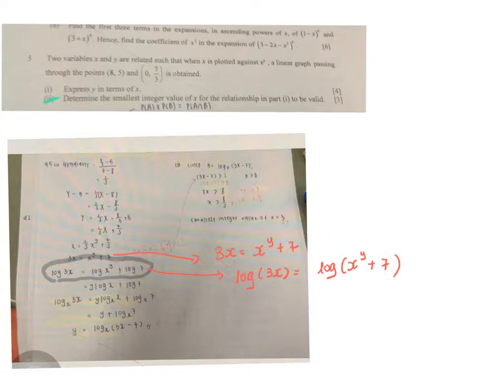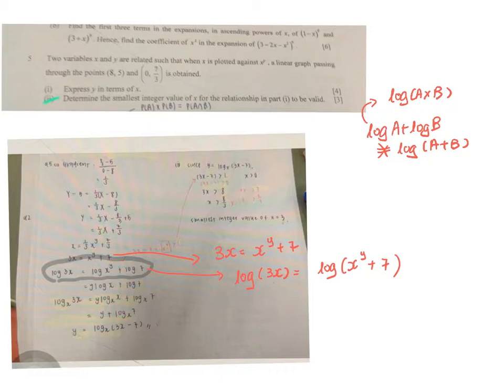You will know that log a plus log b is not the same as log bracket a plus b. In fact, by the product law, log a plus log b is the same as log a multiplied by b. So I hope you can see this is where the mistake is. So how do I do this question?